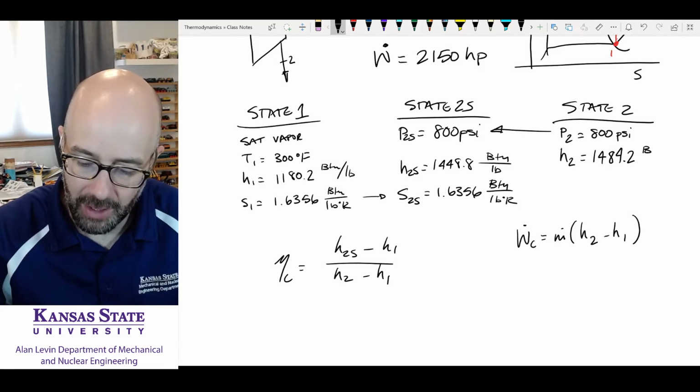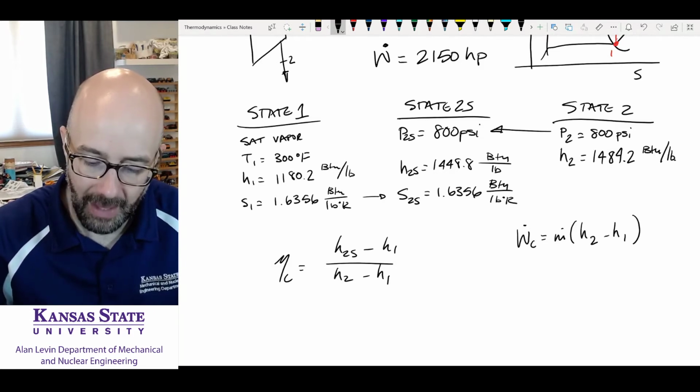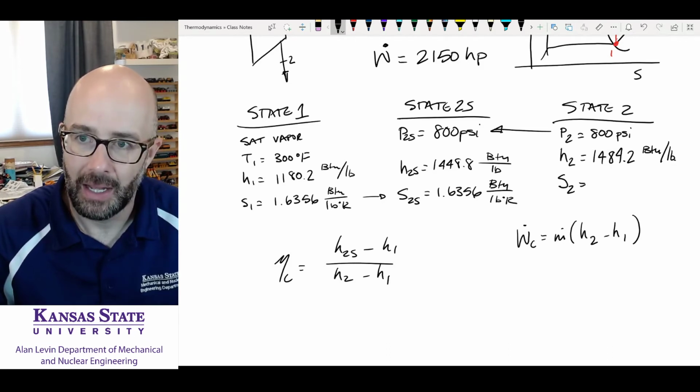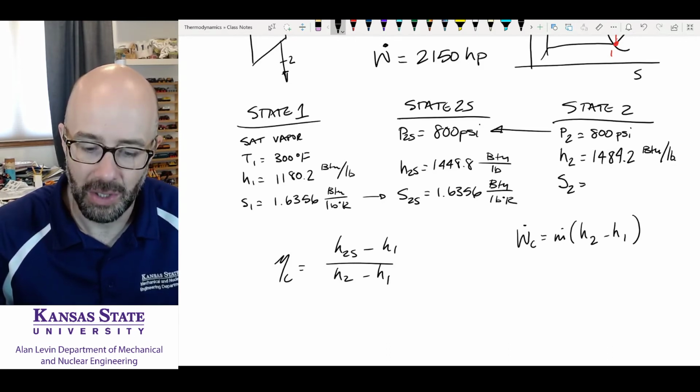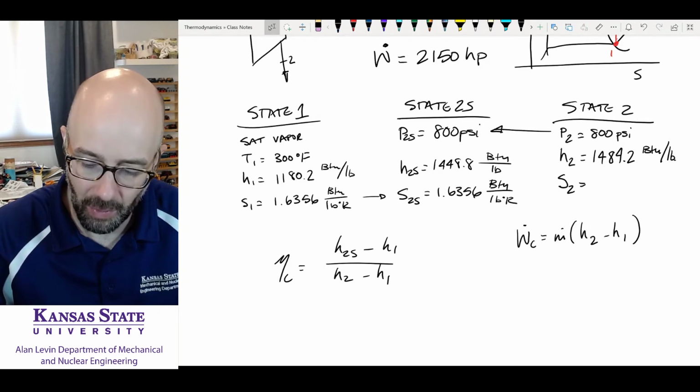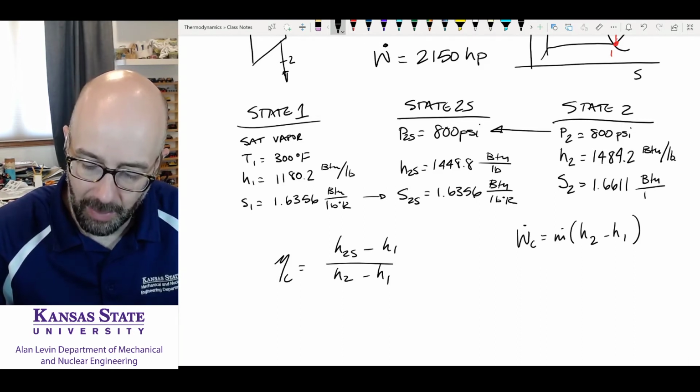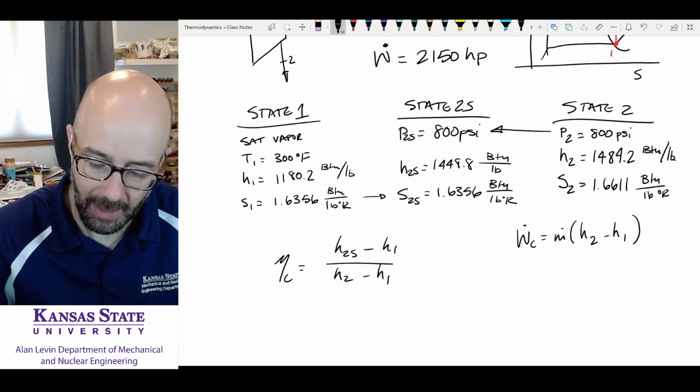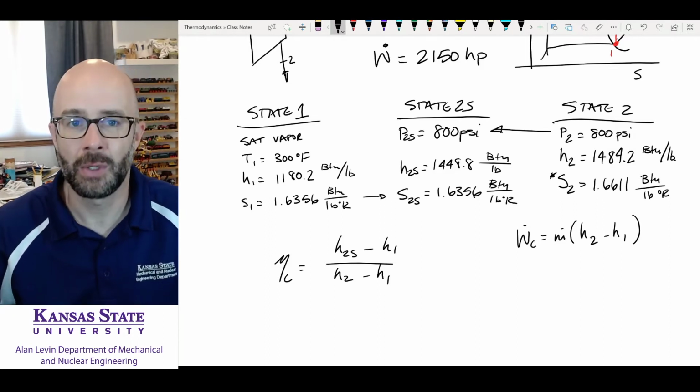1484.2 BTU per pound. And that will give me also that S2, when I look up at 800 psi and 1484.2. That gives me S2 equal to 1.6611 BTU per pound per degree Rankine. And this one here, I'm going to have to interpolate S2 as well.